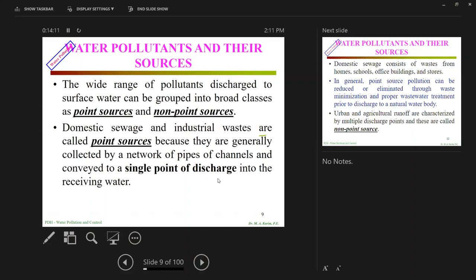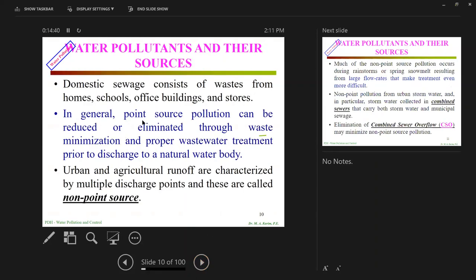Then the wide range of pollutants discharged to the surface water can be grouped into two classes. One is called the point source, the other is called the non-point source. The domestic sewage and industrial waste are called the point source because we know where they're coming from. They are generally collected by a network of pipes or channels and conveyed to a single point of discharge into receiving water. So that's why we already know this is the point source.